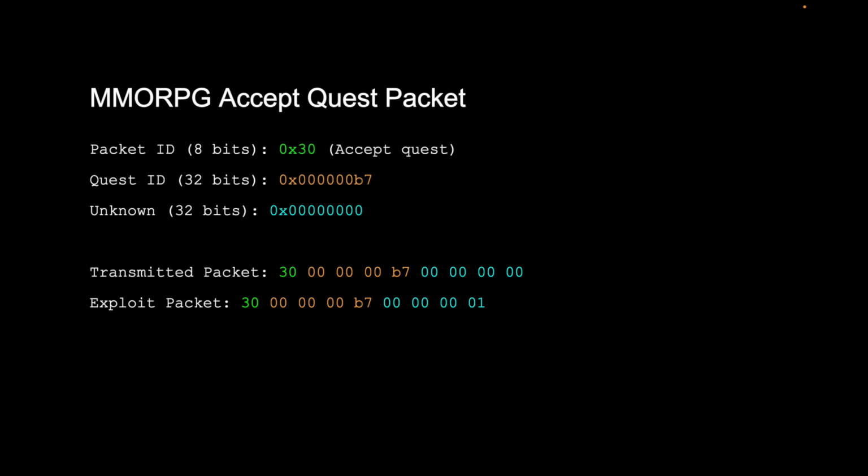And so they tried setting the final value to a 1. And what they found here was that the quest was accepted regardless of any other conditions. It could be a quest they've already completed, it could be a quest that wasn't even offered to them, and that enabled them to redo quests over and over.